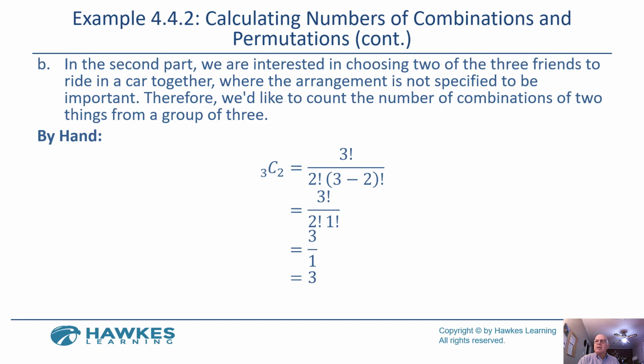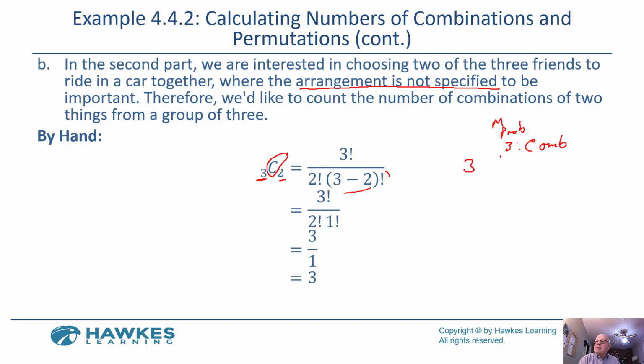In the second part, order did not matter. Arrangement is not specified, so use a combination. We have 3 friends to choose from, and we're taking only 2 of them in the car. You can put in the formula, or you can put 3 in the calculator, go to math, probability, and 3 for combinations.